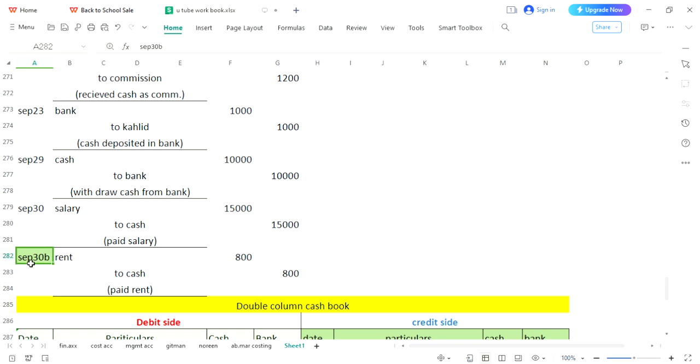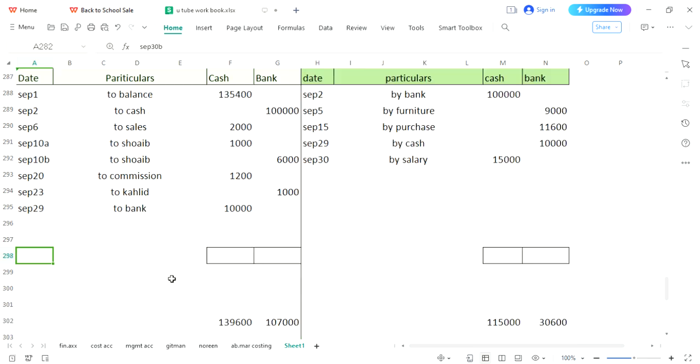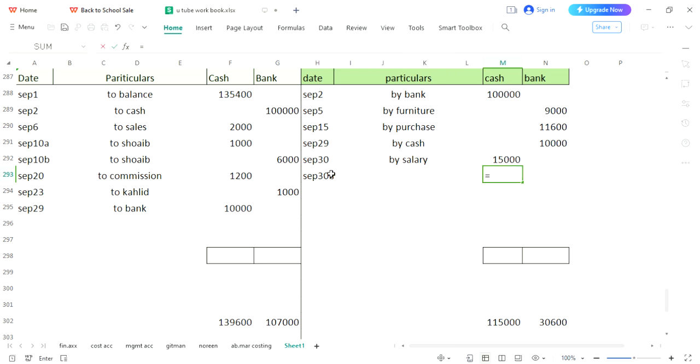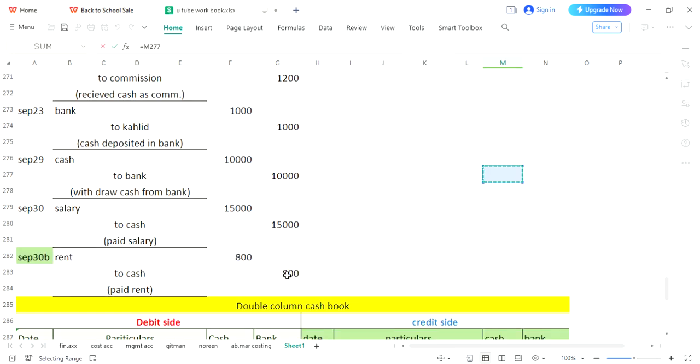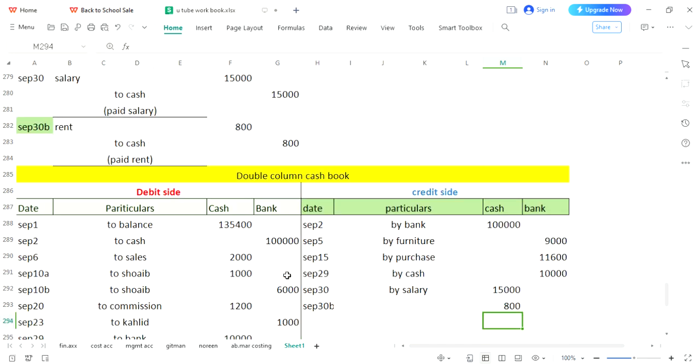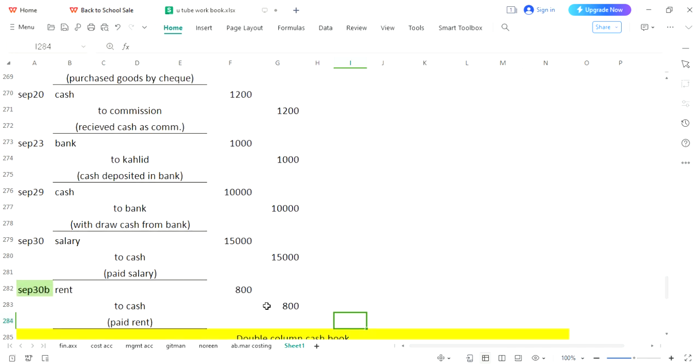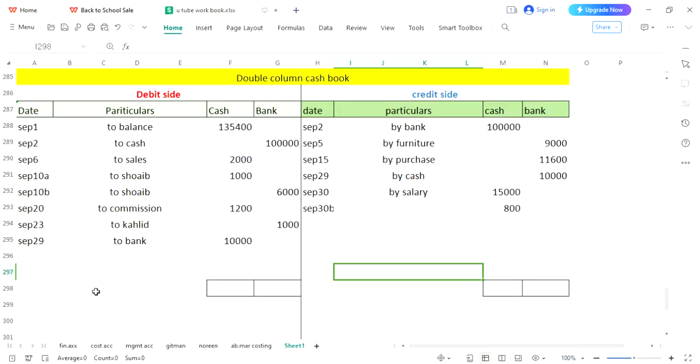Now September 30B, where cash again is present on credit side. So you will put date first, September 30, but we have named it B, where cash is again present on credit side. How much amount? 800. Put it like this. And for reference, let's get back. And you can see that cash was credited 800. Opposite side, rent is written.